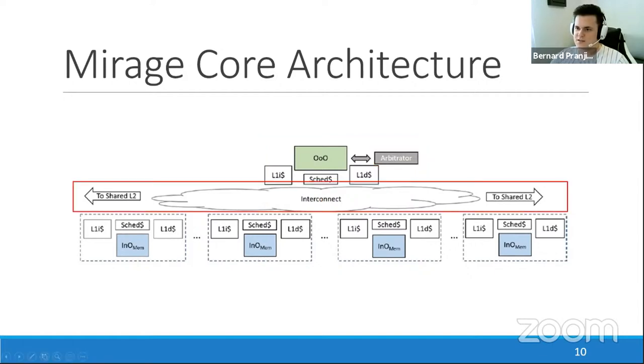And this is all connected with an interconnect, which goes to the shared L2 cache. And then we have the modified in-order cores. They also have their own L1 caches and the schedule cache. And they are able, through these hardware changes, to perform reordered instructions from the out-of-order core.